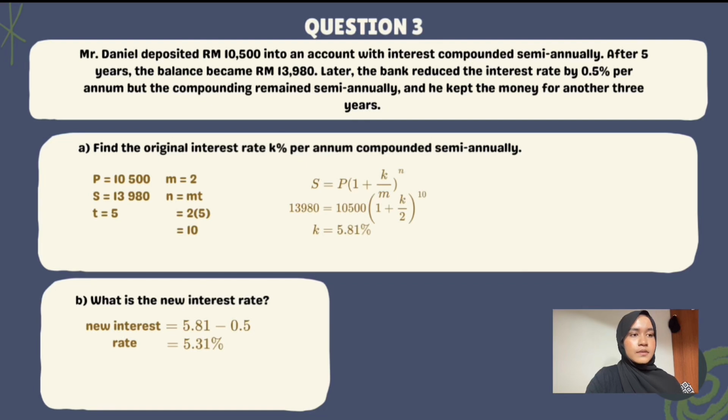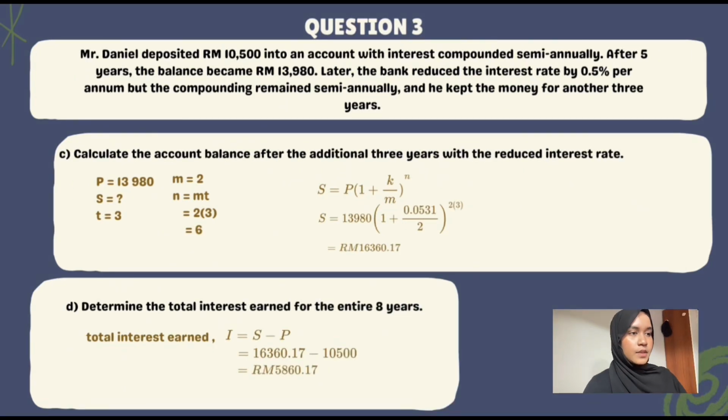We use the compound interest formula, which is S equals P, open bracket, 1 plus K over M, close bracket, power N. And then we substitute the values. After solving, the original interest rate is 5.81%. Then part B, we need to find the new interest rate. The question says that the bank reduced the interest rate by 0.5%. So the new interest rate is 5.81% minus 0.5%. And then we get 5.31%.